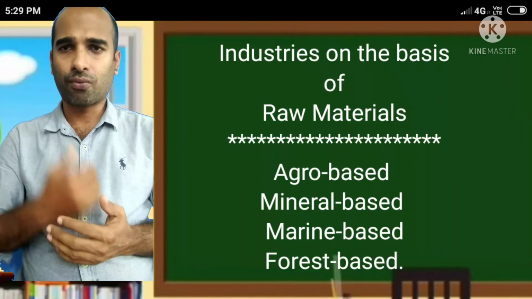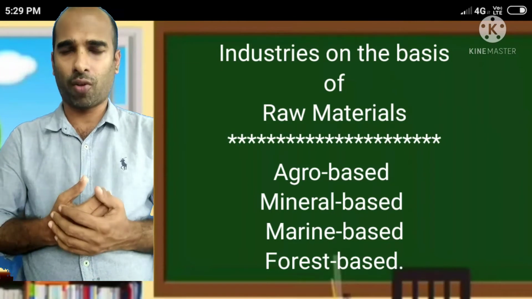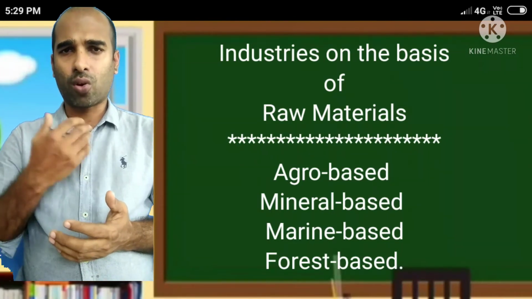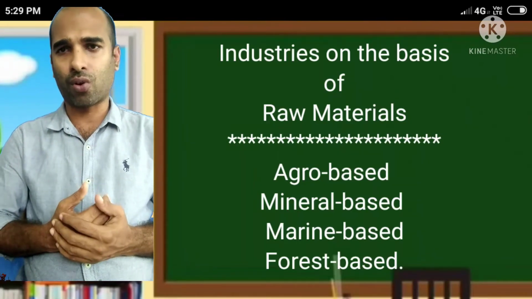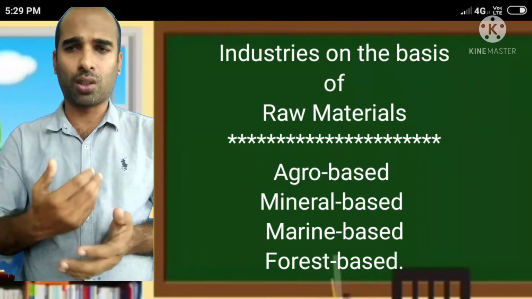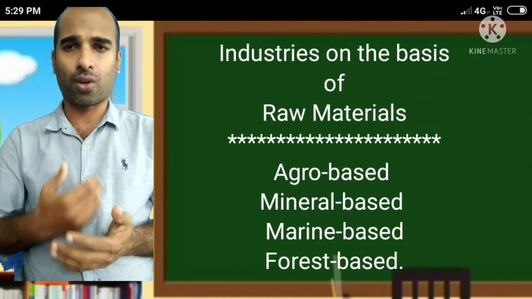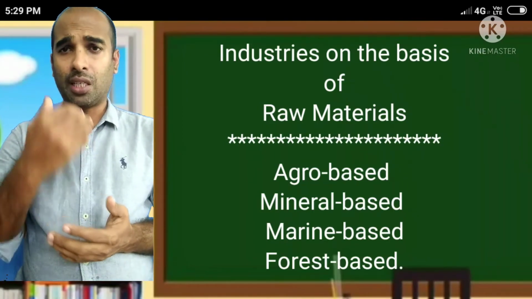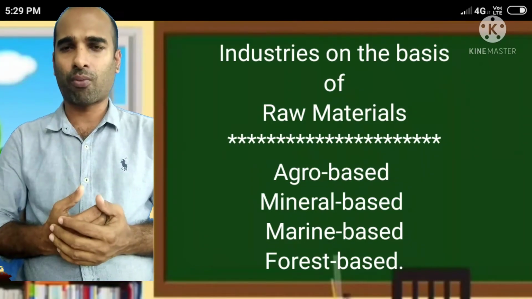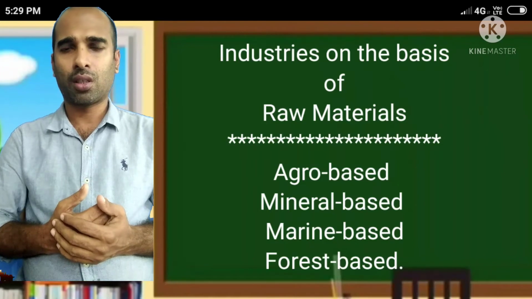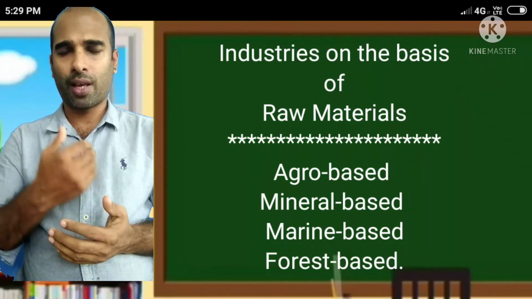Next, forest-based industries. What is the forest-based industry? The main raw materials for the forest-based industry come from the forest. The industries associated with forests are pulp and paper, pharmaceutical, furniture, and buildings.